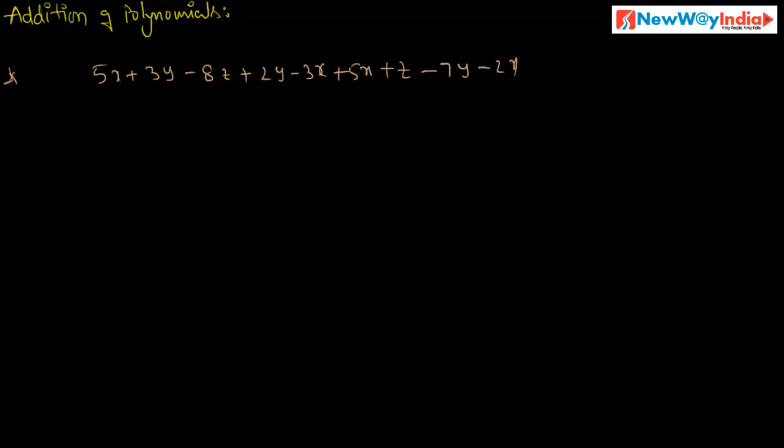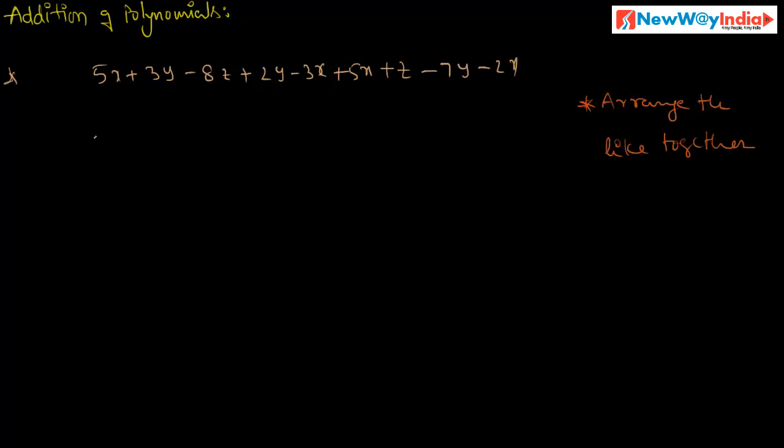2x. This is an expression. First you have to simplify this expression. What are the steps followed here? You have to follow the steps here. First arrange the like terms together.